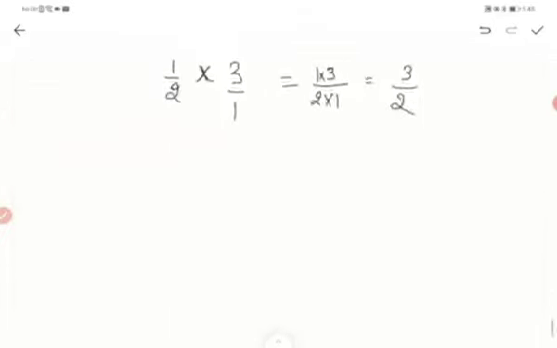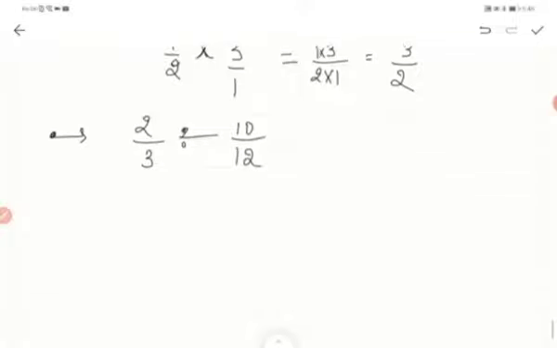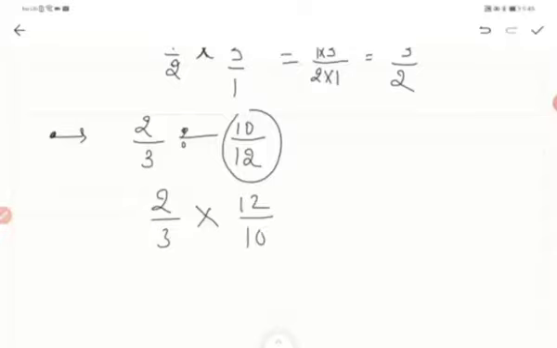Let's take a few more examples. If I have 2 by 3 divided by 10 by 12, so if I convert this division into multiplication, this will be into the reciprocal of 10 by 12, which is 12 by 10. You need to take the reciprocal. In a reciprocal, what will happen? The numerator will become the denominator and the denominator will become the numerator. So this is 12 by 10.